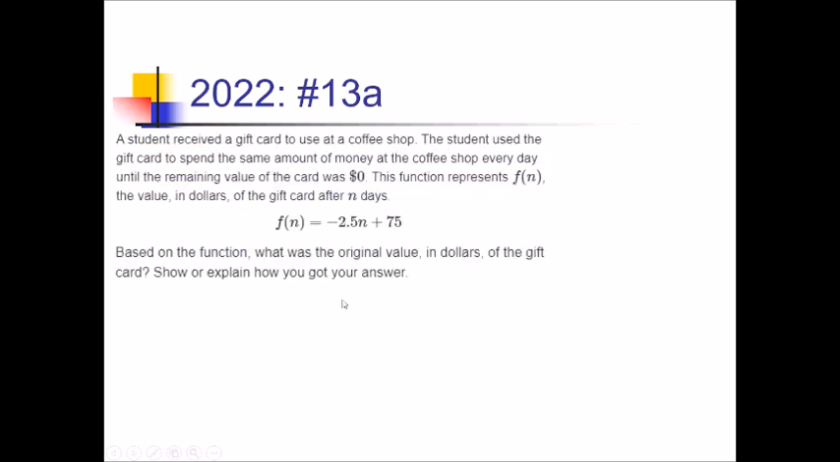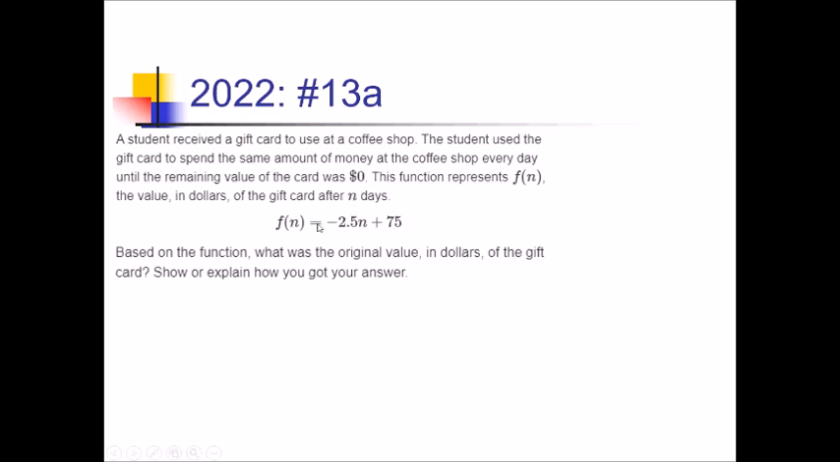On this problem, which we're doing multiple problems for, we have a student getting a gift card for a coffee shop. They used the card to spend the same amount every day, which seems kind of true to life if you keep getting the same thing, until the value on the card was 0. The function here, f of n, tells us the value of the gift card after n days. Based on this function, now if we're doing part A, what was the original value of the gift card? And how did we get the answer? So the original value is going to be whatever you have on day 0, 0 days.